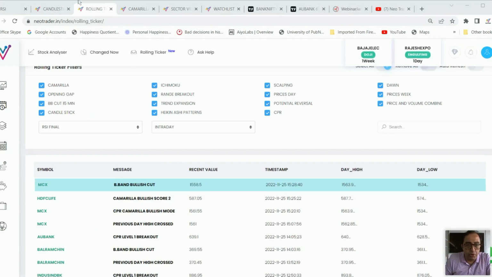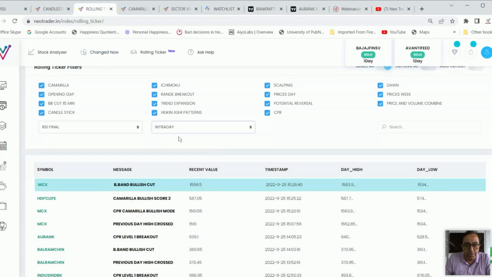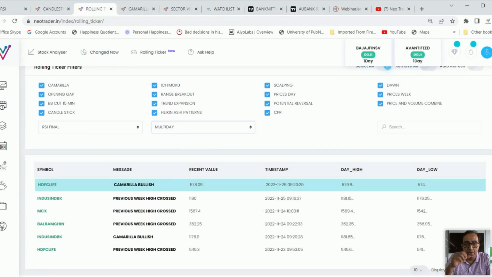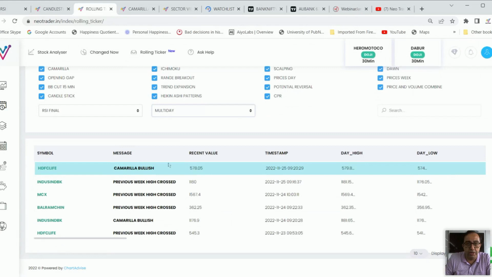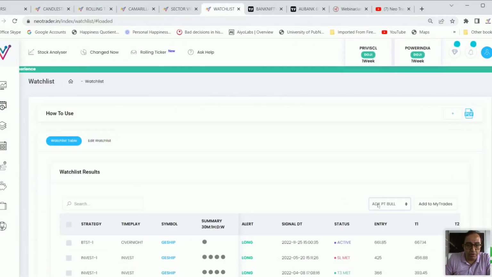So the list which you are seeing, the stocks which are finally in the watchlist, all these stocks have come into the watchlist, right? So now the stocks will have various kinds of triggers. So from the rolling ticker, if any suitable stocks are there in multi-day, keep the multi-day section open. If you open the multi-day section, you can see here on multi-day possibility you will get the message here, right? On intraday possibility you will get the message here. And from your watchlist, whichever watchlist you choose.